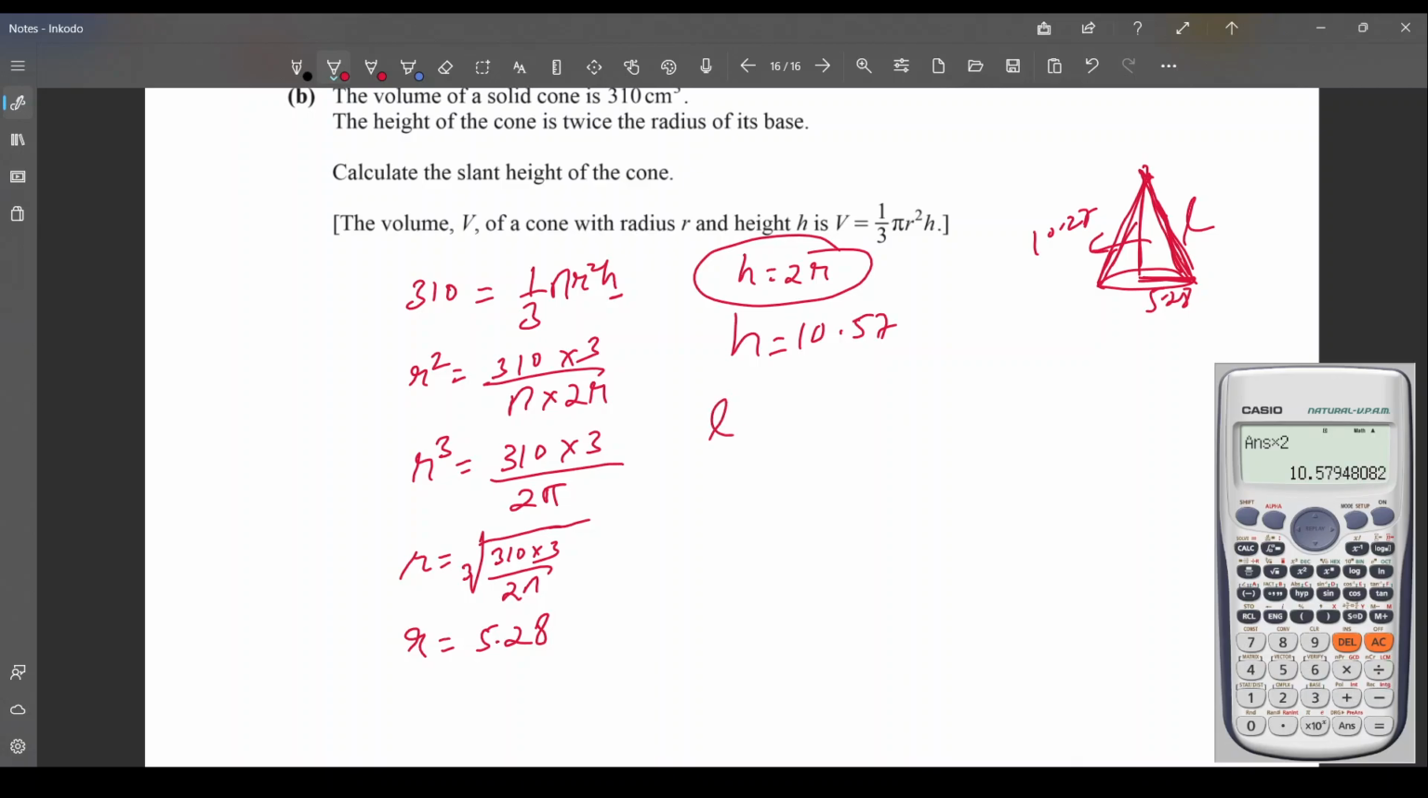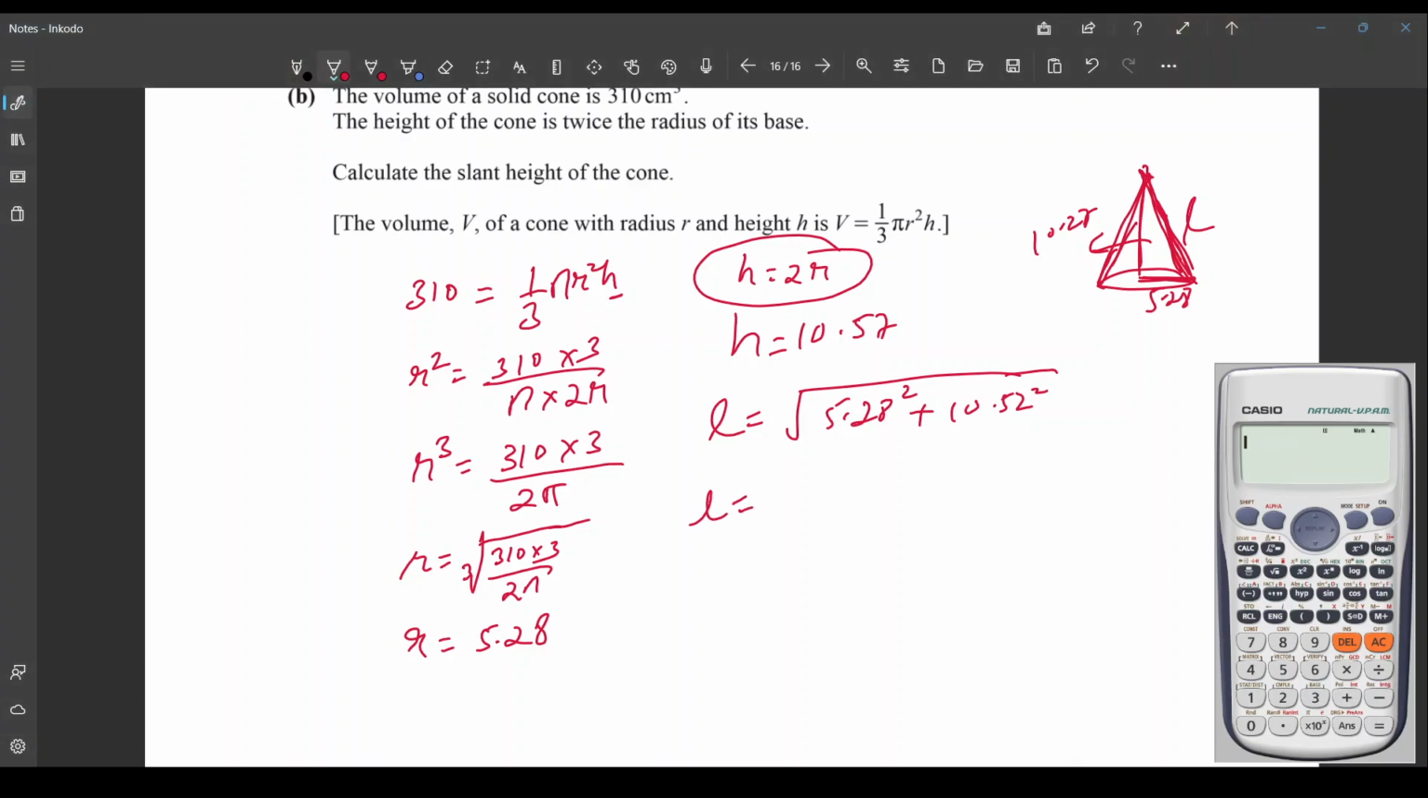So finding the value of L will be equal to the square root of 5.28 squared plus 10.57 squared, because we can use the Pythagoras theorem, right? So if I use the Pythagoras theorem to solve this, we'll have 5.28 squared plus 10.57 squared. We get the answer as 11.8381.